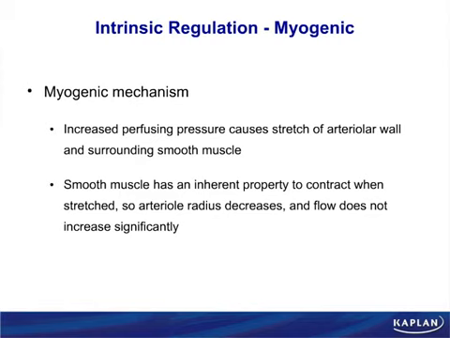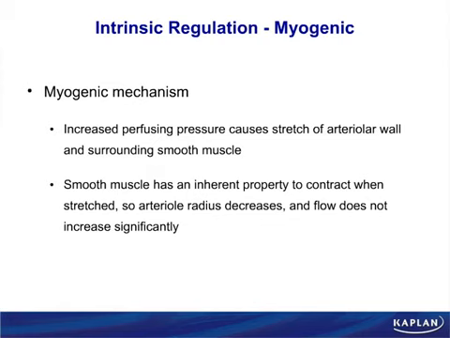A second mechanism is called the myogenic mechanism. And here, this is just a response of smooth muscle. When pressure goes up, it stretches the wall of the arteriole and the surrounding smooth muscle. The inherent property of the smooth muscle is to contract when stretched. So when the blood vessel stretches, in other words, pressure goes up, we get a stretch of the vascular wall. This causes contraction. When intravascular pressure goes down, then this smooth muscle will relax.